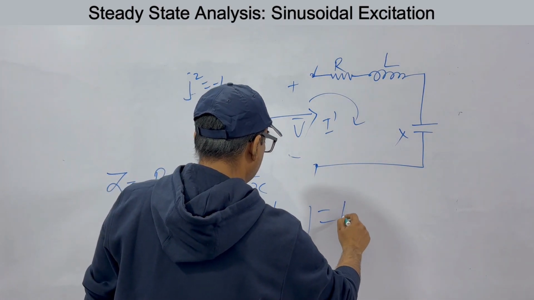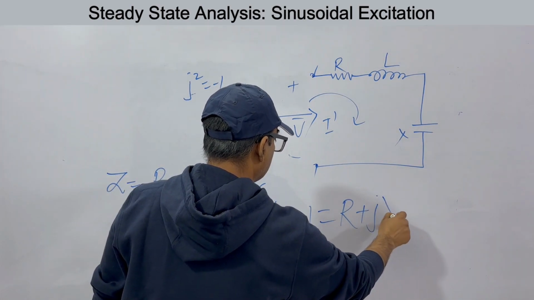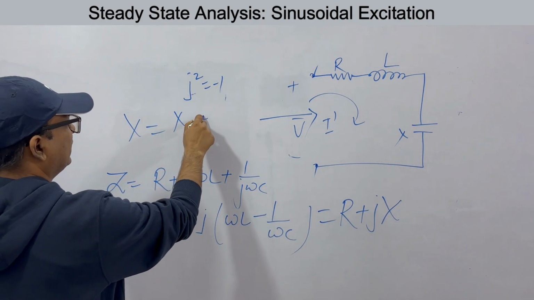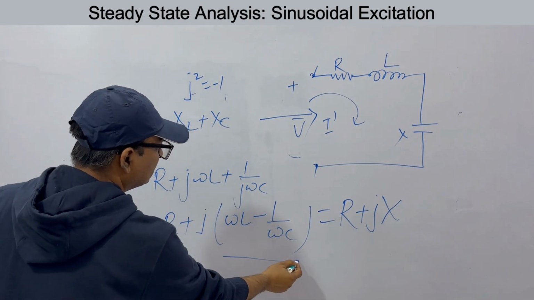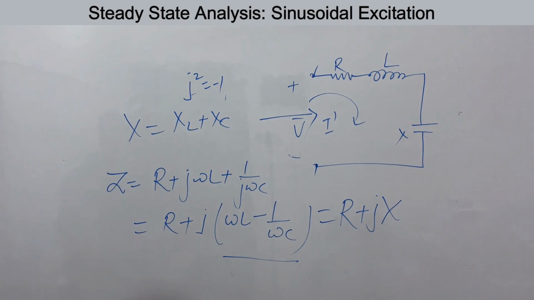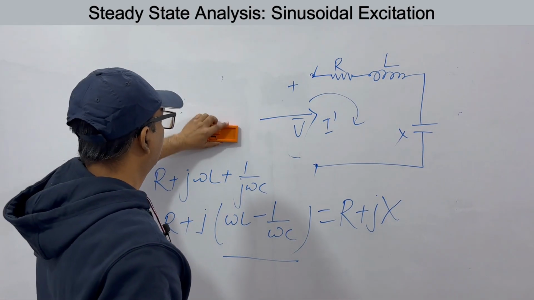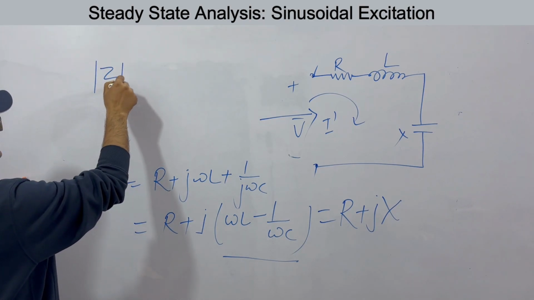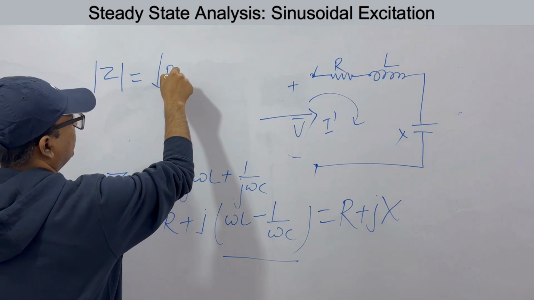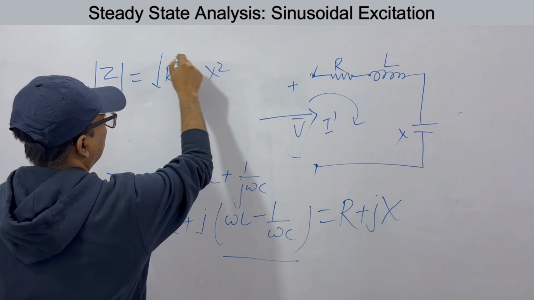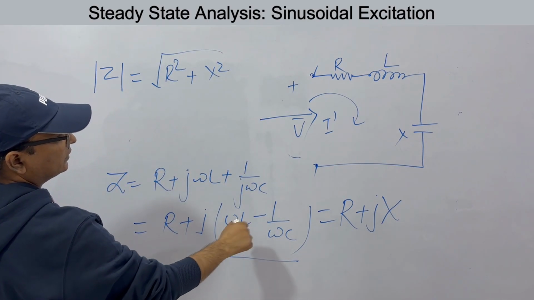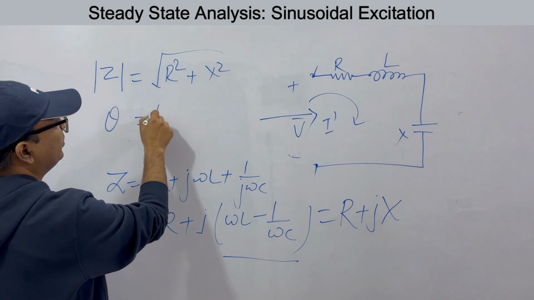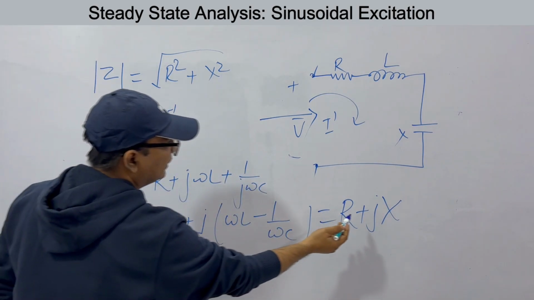We usually write it like this: R plus jX, where X is XL plus XC. Okay. And if you want to see what is the modulus, that is Z, it is R square plus X square, this square under root. And what is theta? Theta will be tan inverse of X by R.